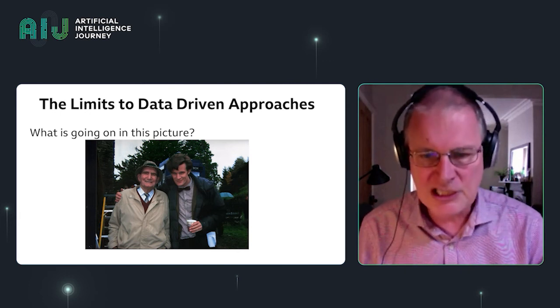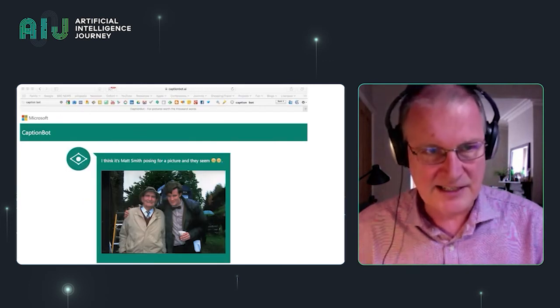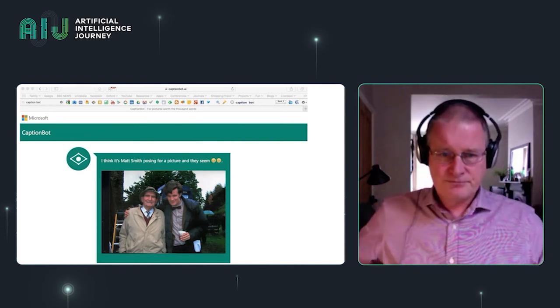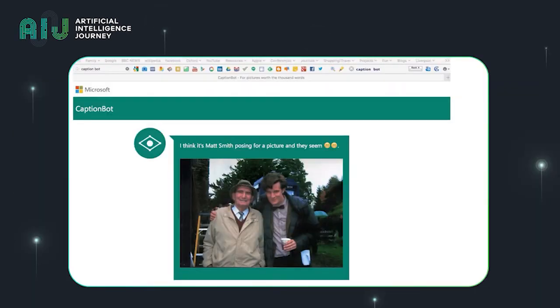So let's see what a machine learning program makes of this. Here we have the same picture. I've just fed it to a computer program which interprets pictures. And it says, "I think it's Matt Smith posing for a picture and they seem to be smiling." Well, that's very good, right? It's recognized Matt Smith, but it hasn't got any further than that.